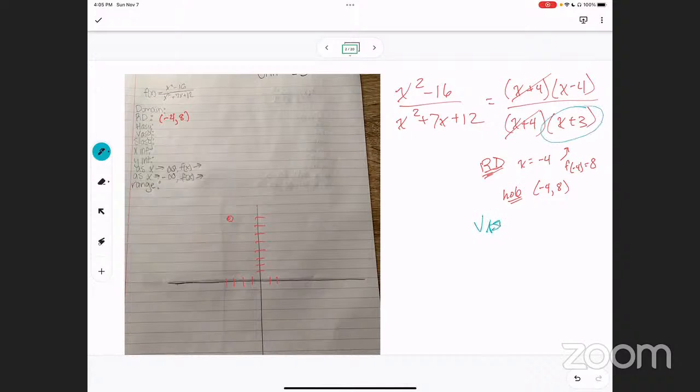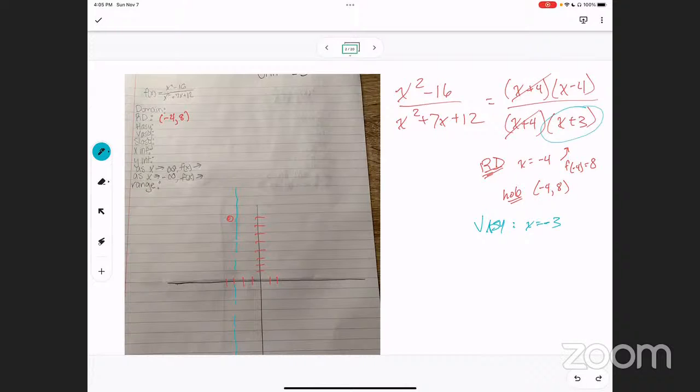Good. Then we can also see the vertical asymptote is going to be where the denominator equals 0, right? So the VA is at x equals -3. So let's put that in there. Draw a vertical asymptote in blue. Got that?